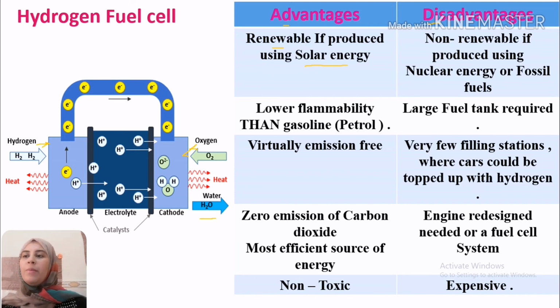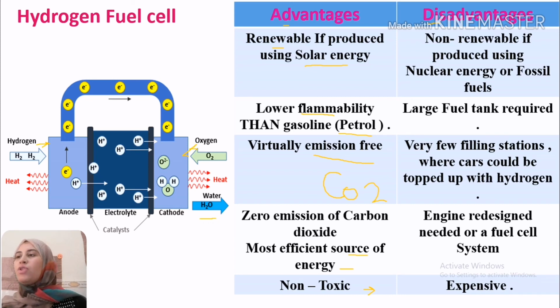It has lower flammability than gasoline and petrol. We said we have no toxic gases. It is virtually emission-free. No carbon dioxide is produced, so it is free of emissions. It is zero emission of carbon dioxide. It is the most efficient source of energy. It is a non-toxic source of energy. So we are talking about a very important source of energy, and its advantages are very important.